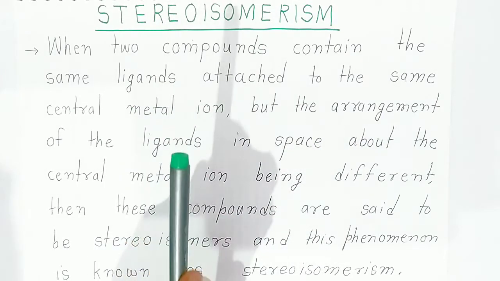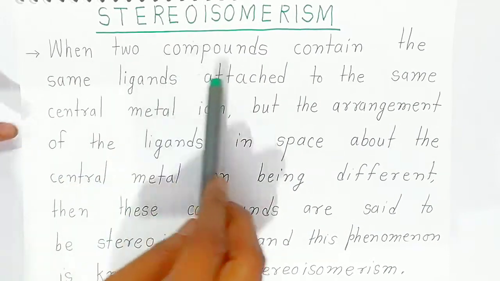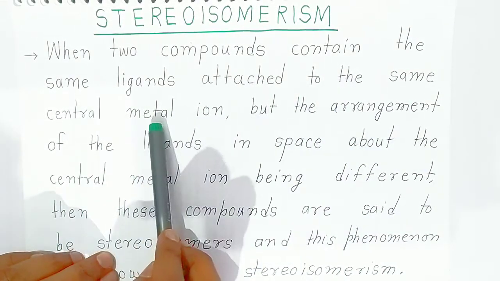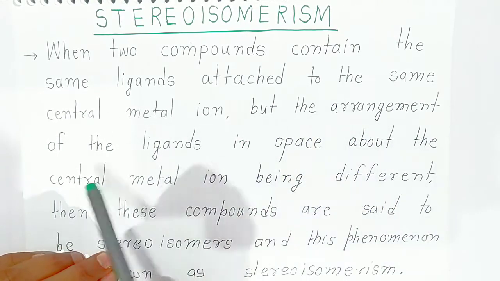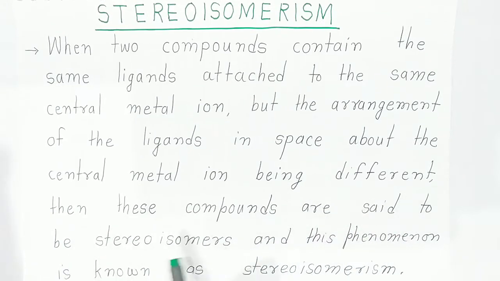So first question, students: sometimes in examination they ask what is stereoisomerism. So you have to write this answer. When two compounds contain the same ligands attached to the same central metal ion, but the arrangement of the ligands in space about the central metal ion is different, these compounds are said to be stereoisomers, and this phenomenon is known as stereoisomerism.